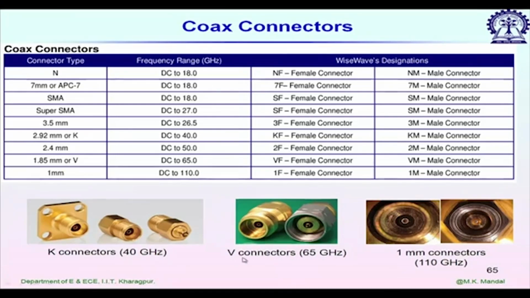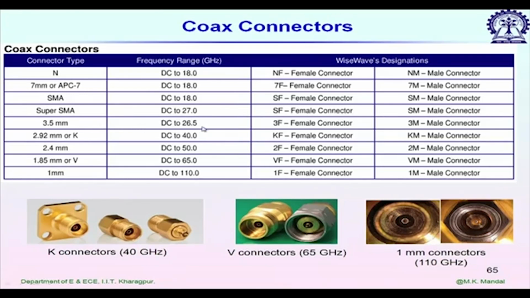Next we have V connectors for V band operation. The highest frequency of operation is 65 gigahertz. Left side is female, right side is male. We also have 1 millimeter connectors. Its outer diameter is just 1 millimeter for 110 gigahertz operation. So, this is the chart for different types of connectors. We have N type, we have 7 millimeter or APC7, which is a sexless connector. SMA, we have super SMA, which is used till 27 gigahertz.